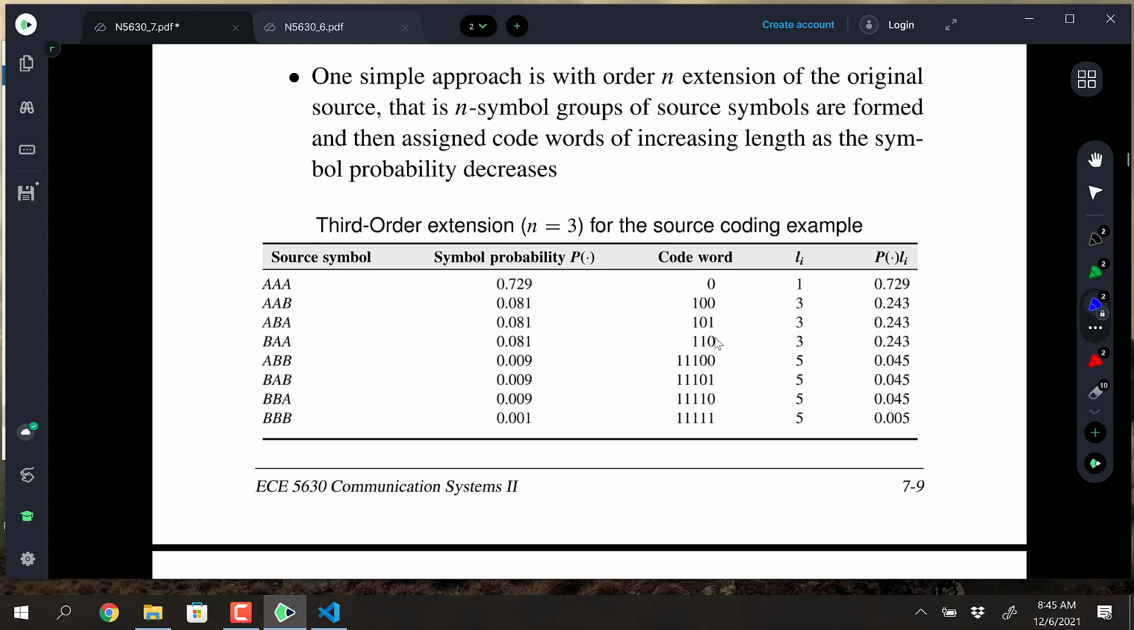So here, the third order extension idea just says we're going to look at the possible source symbols for the case of n equal to 3. For n equal to 3, you're going to look at all the combinations of 3 symbols from the source. At one extreme we have 3 A's in a row, and at the other extreme 3 B's in a row.